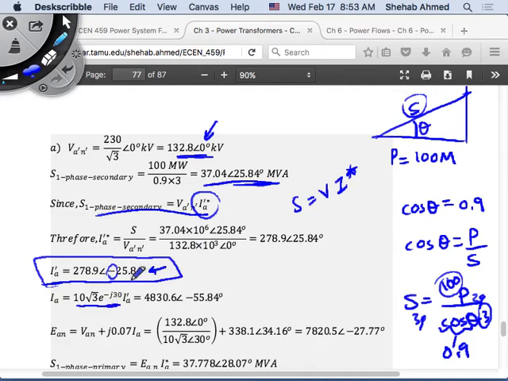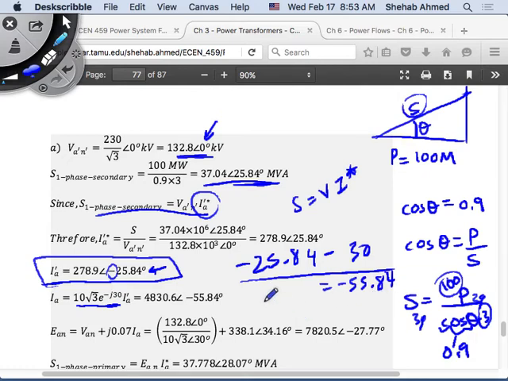So this minus 25.84 is going to be what? Minus 25.84 minus another 30 degrees, so it's going to be minus 55.84. And that's what we should have somewhere. Yeah, here, minus 55.84, right? So you have to take the angle and subtract from it an additional 30 degrees.